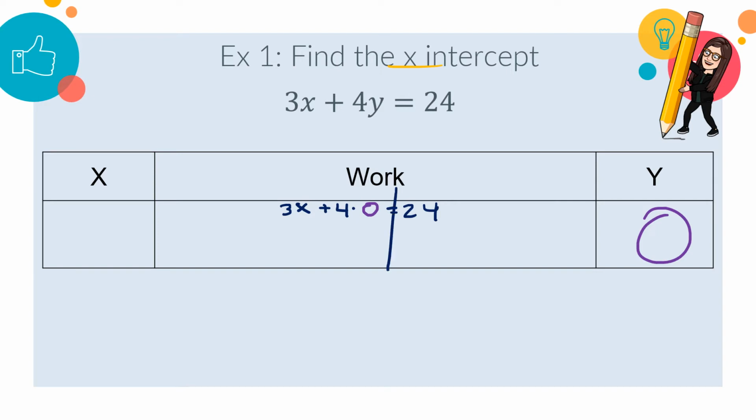But what is 4 times 0? 0. Adding 0 is not going to change anything. We get to cross it off on this one. 3x falls down, 24 falls down. How do I solve this? Instead of x times 3, let's divide by 3. And you don't even have to show me anymore because you know x is going to be by itself. So what is 24 divided by 3? 8. X equals 8.